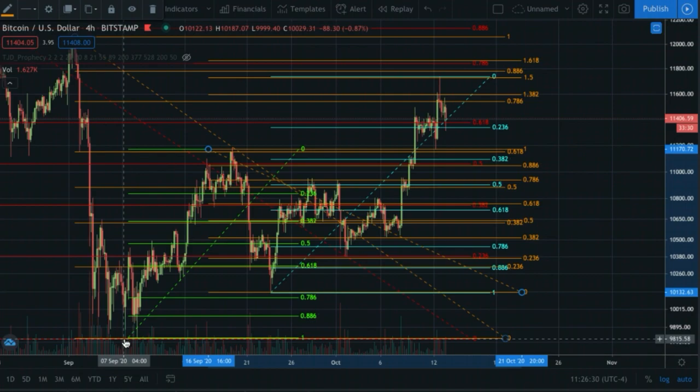So in this case, we took from the bottom to the 1 as our Fibonacci, and then we did a bearish retrace of that bullish move, and now we're going to do a bearish retrace of the bullish move, which is going to take us down here back to the bottom again.